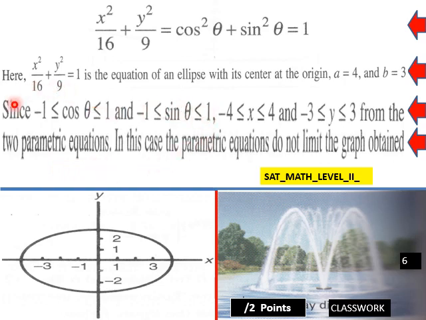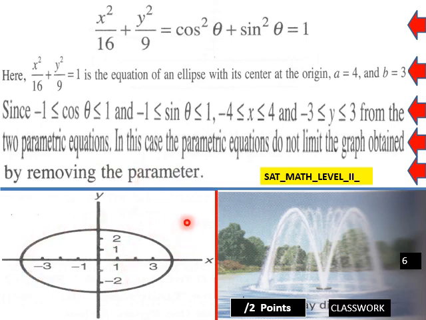So this gives us our example here that we move over into this actual situation. In this case, the parametric equations do not limit the graph obtained by removing the parameter. So we end up with an ellipse from that one.